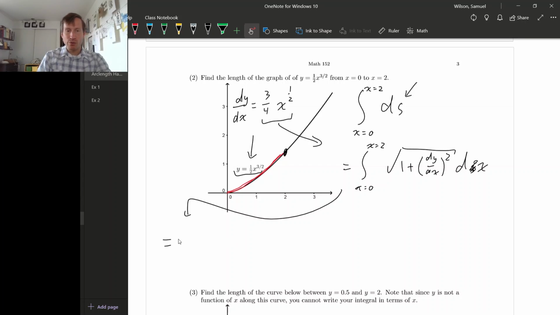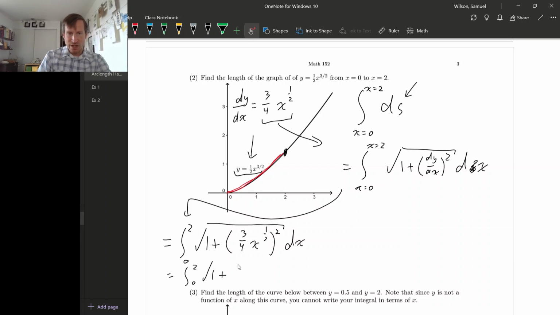We get the integral from 0 to 2 of the square root of 1 plus dy dx squared, so that's 3 over 4 x to the 1/2 squared, dx. Okay, let's simplify that integrand. So this is the integral from 0 to 2 of the square root of 1 plus, looks like 9/16 times x. The square root and the square undo each other, so that's nice, dx. And now we need to evaluate this integral.